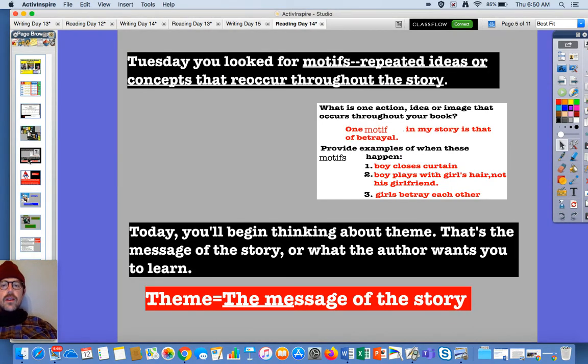Tuesday, you looked at 4 motifs, which are repeated ideas or concepts that reoccur throughout the story. We looked at that Taylor Swift video that Mr. Jameson recommended, and we saw that one thing, one idea, or one concept seems to be present at the beginning, middle, and end, because that's what we talk about.